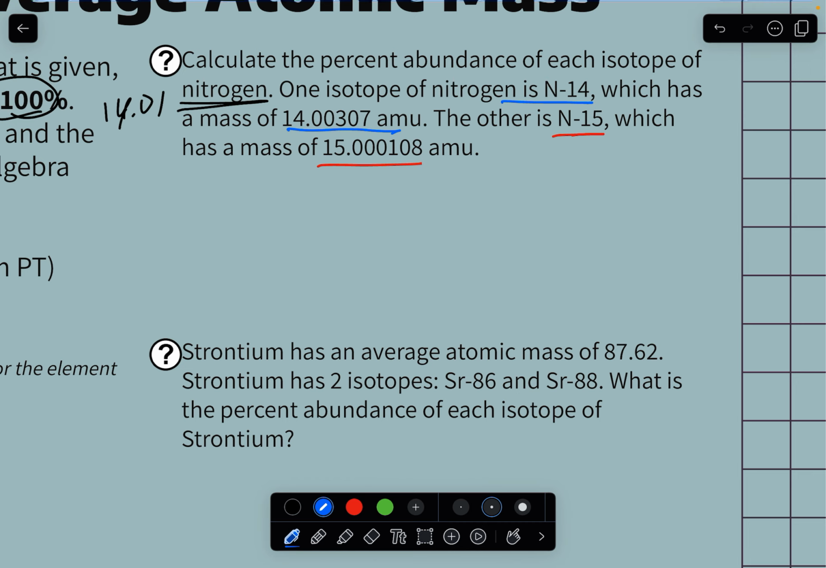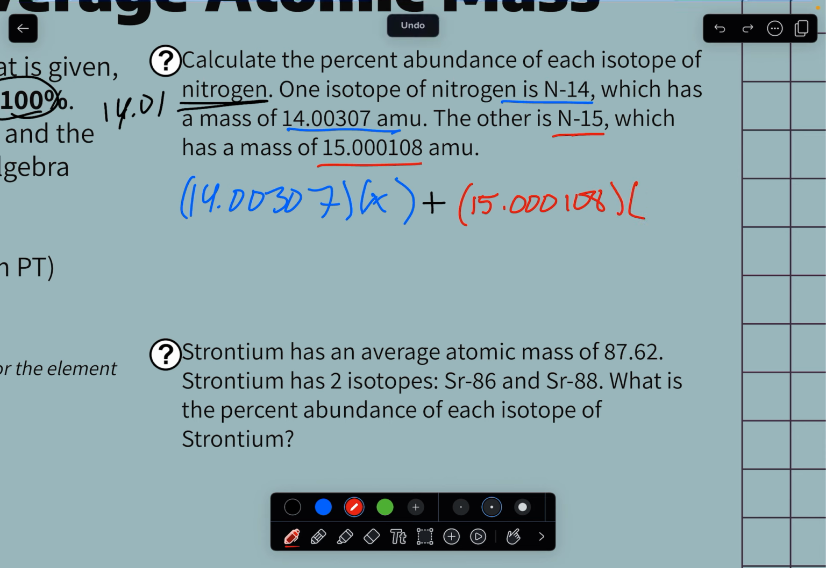So our first isotope, we're going to do the same formula. We have our mass, 14.00307. And then for the percentage, remember our first percent, we're going to use X. Then we're going to add our second isotope, so our 15.000108. And then the percentage here is 1 minus X. Be careful that you don't do X minus 1, because that will not get you the correct answer. That'll mess you up. And remember, this is equal to our number on the periodic table, which is 14.01.